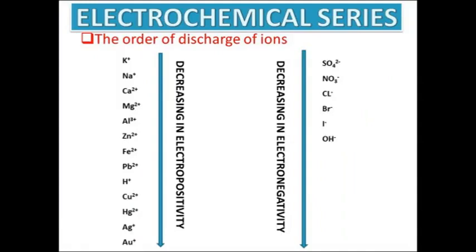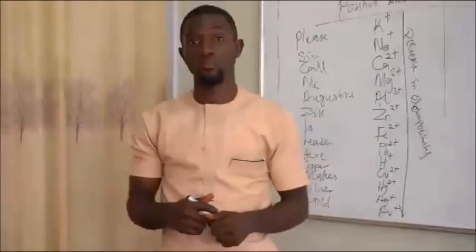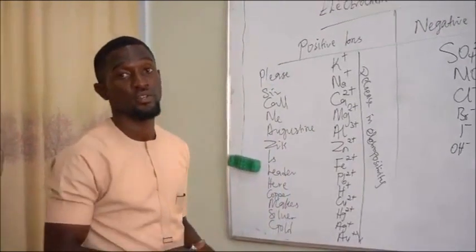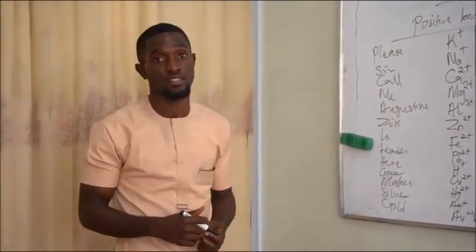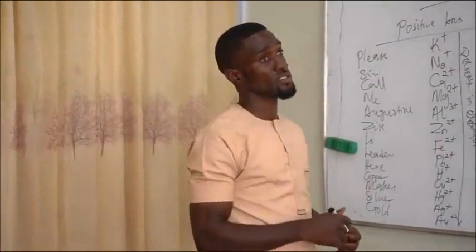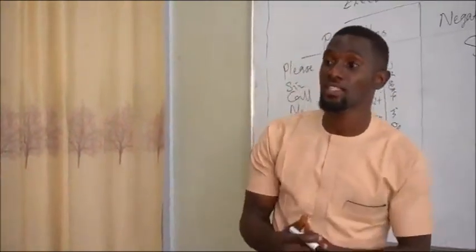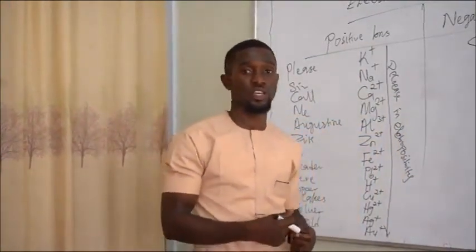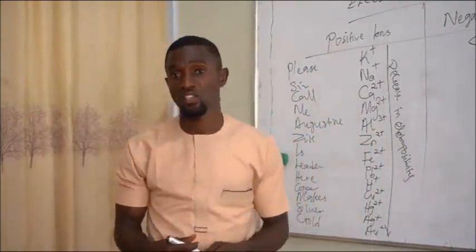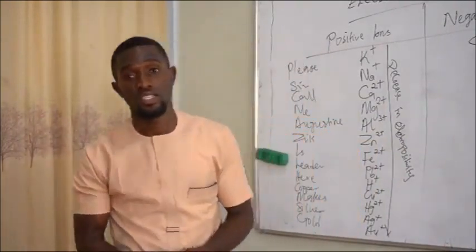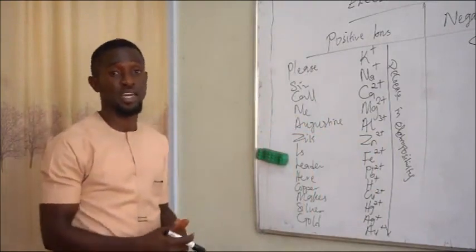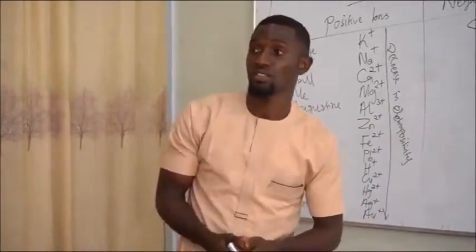We are going over to electrolysis. Now, what is electrolysis? We begin by defining electrolysis. Electrolysis is the chemical decomposition of electrolytes when there is passage of current. I repeat, electrolysis can be simply defined as the chemical decomposition of the electrolytes when there is passage of current.